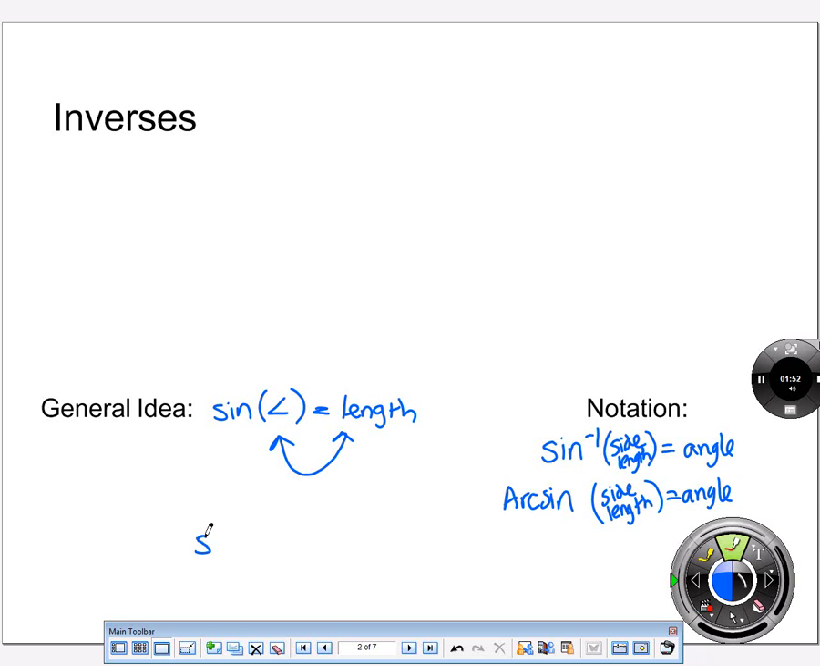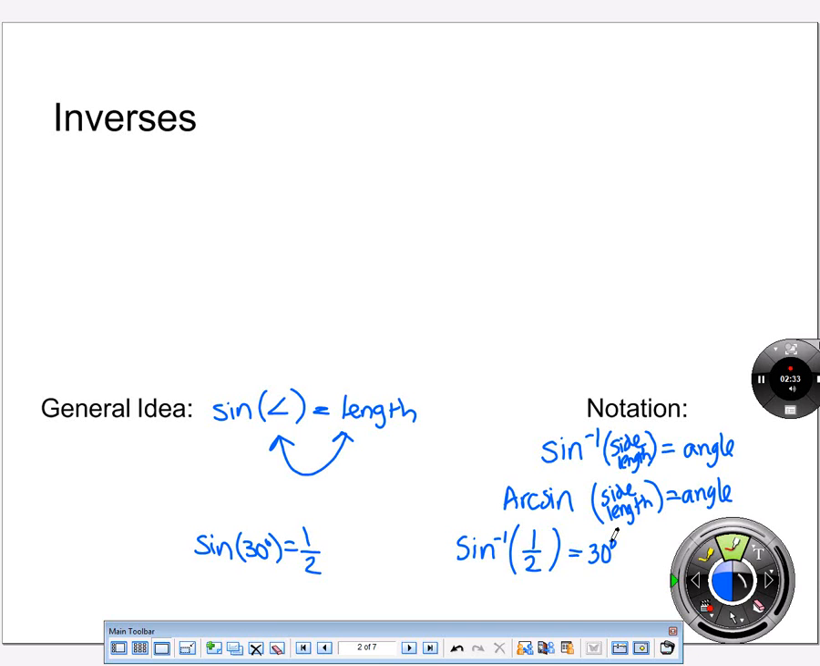So that means before, the question would have looked like this: what's the sine of 30 degrees? And your answer would have been 1/2. Now the question would look like this: what's the sine inverse of 1/2? And your answer would be 30 degrees. So we haven't changed what anything goes with. An angle of 30 degrees still has a sine of 1/2. It's just, which way are they going to ask me? Are they going to tell me the side length and ask me for the angle? That's when they use the inverse.